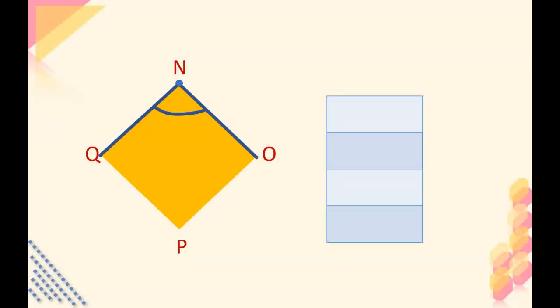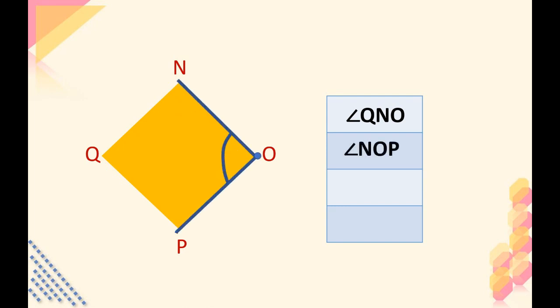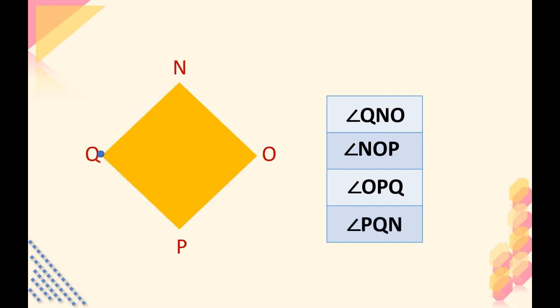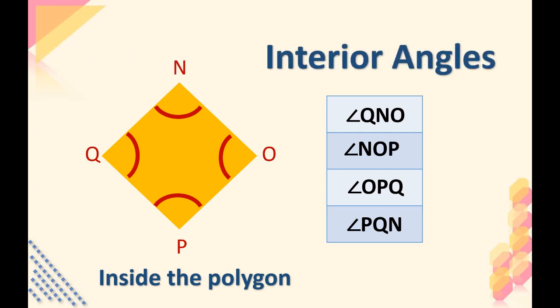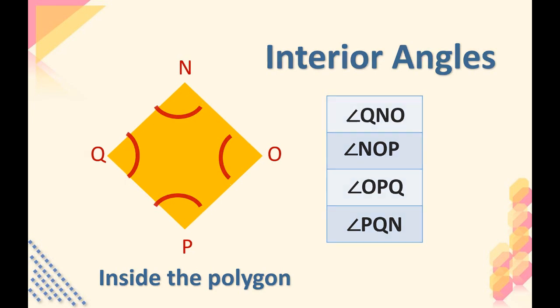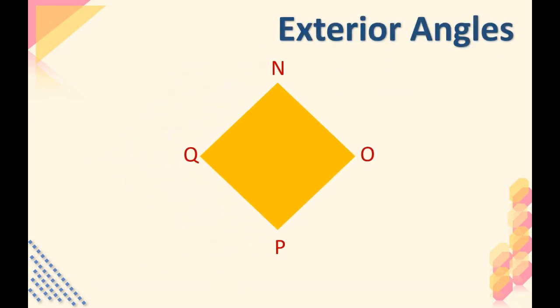So let's begin. You have learned before that angles are formed at a vertex. That is why they are being named this way. What have you noticed about the location of the angles? Are they inside the polygon or outside the polygon? They are inside the polygon, and they are called interior angles. How about exterior angles? What are they?